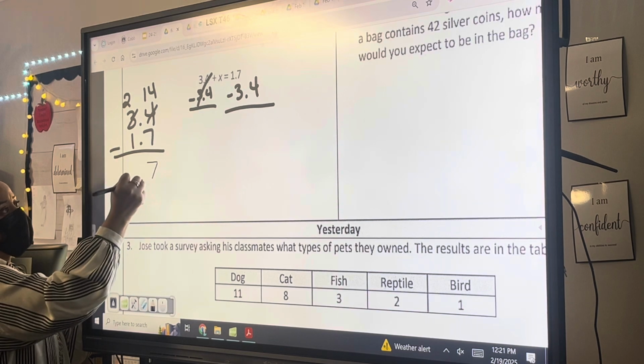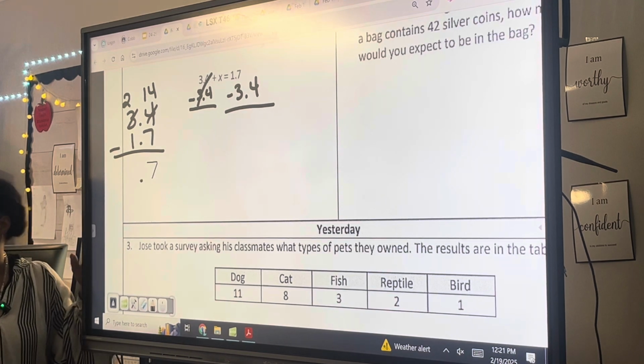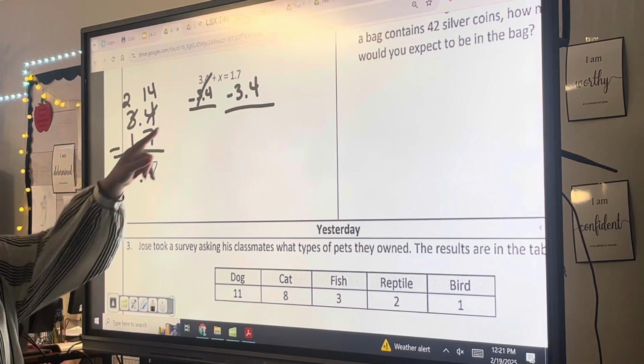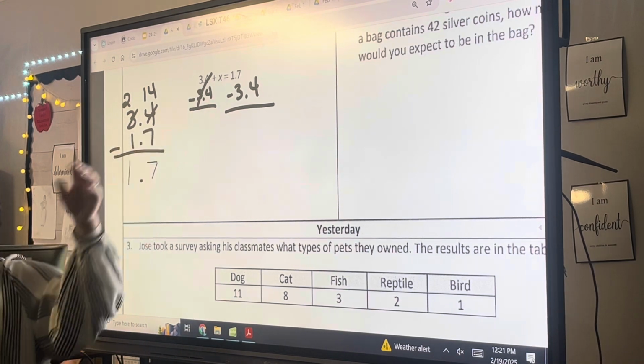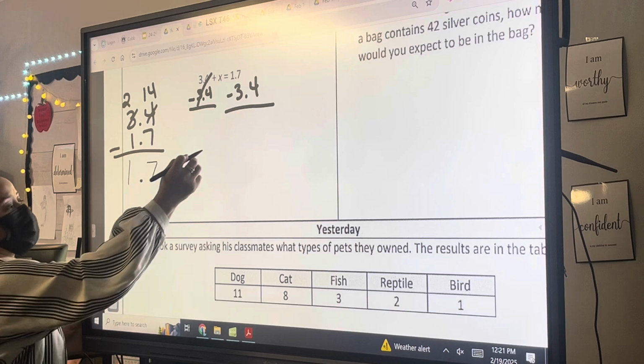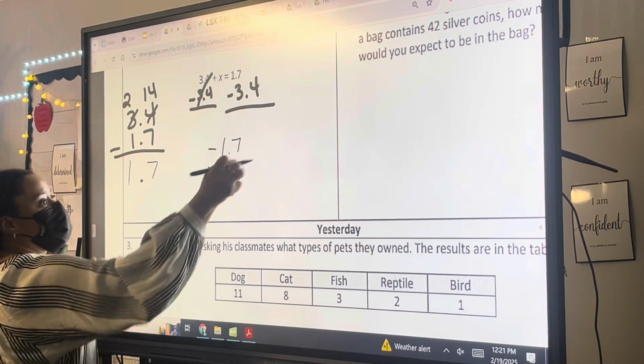Bring down our decimal when we're adding or subtracting. We bring down the decimal. And then 2 minus 1, 1. But we had a positive 1.7 and a negative 3.4. So do we have more positive or more negative? More negative. So our answer is actually negative 1.7.